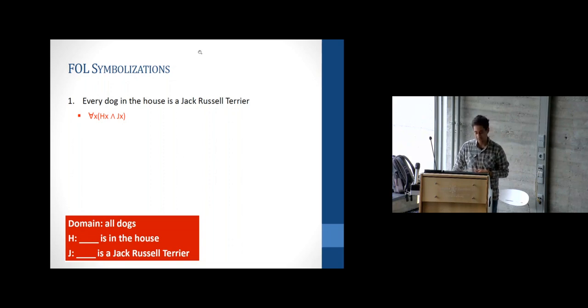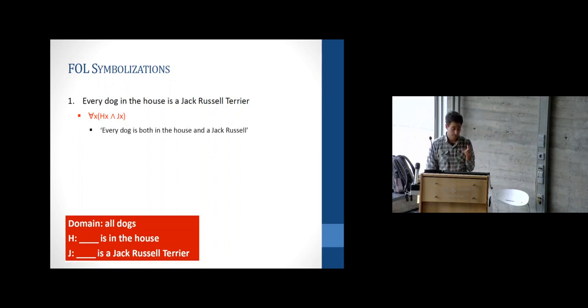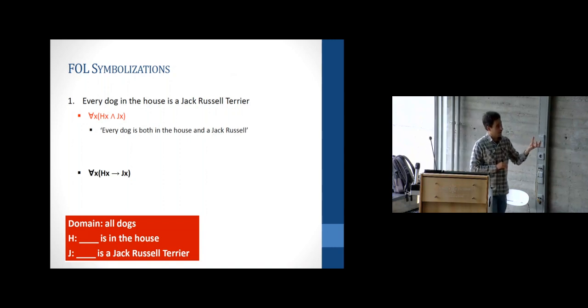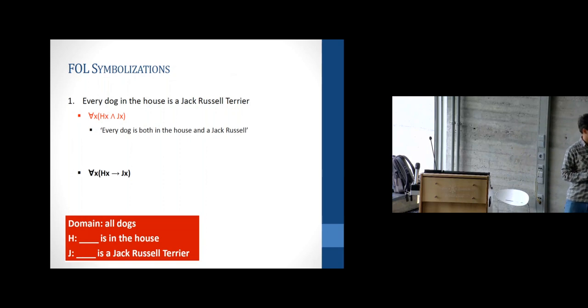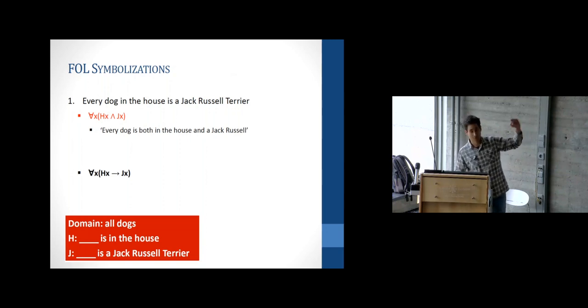Okay, so although it's tempting to think about it like this, that would be wrong. The way we actually think about this English sentence is saying, the red sentence, every dog is both in the house and a Jack Russell Terrier. This is not what we mean, right? Not all dogs, fortunately, are in my house. The way we say it is, for all x, if x is in the house, then x is a Jack Russell Terrier. So actually, this sentence is a conditional.